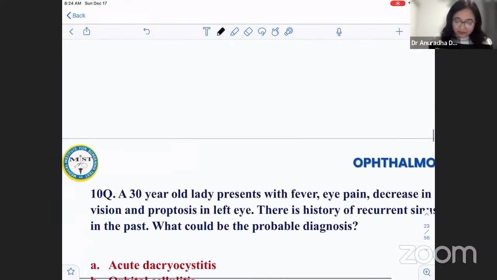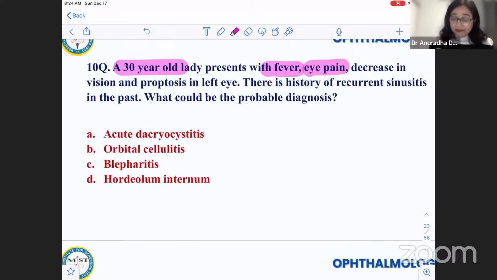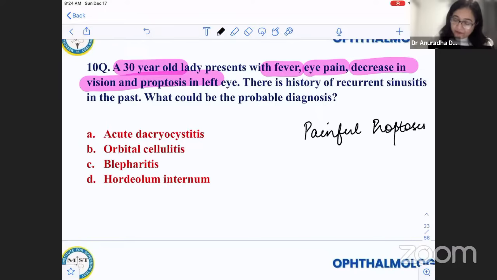Let's move on to the next question. A 30-year-old lady presents with fever, eye pain, decrease in vision, and proptosis in the left eye. So again, a clinical case question giving you multiple symptoms. Relatively younger lady, fever, eye pain, decrease in vision, proptosis in the left eye. So it is a painful proptosis with decrease in the vision.